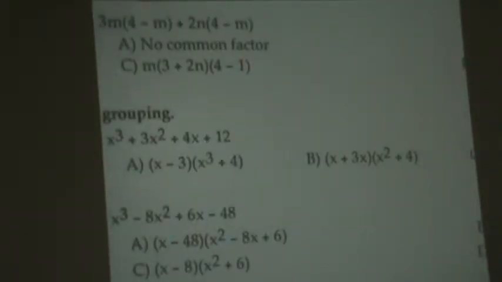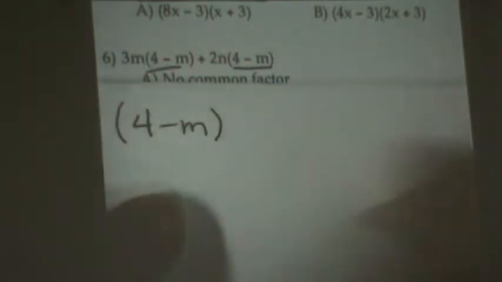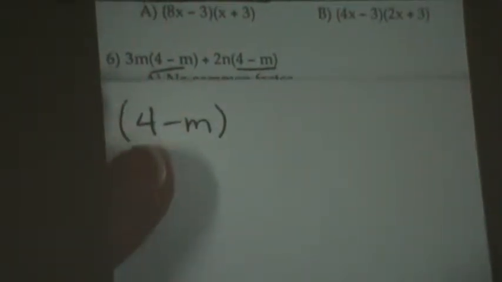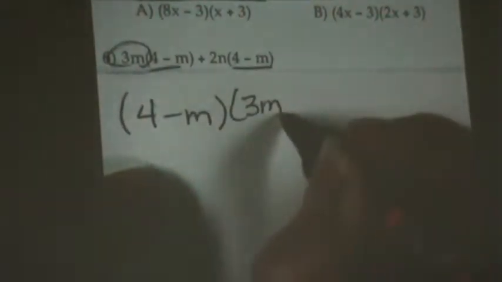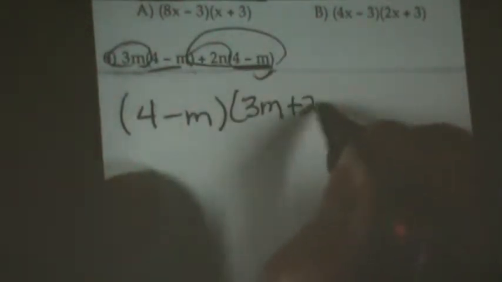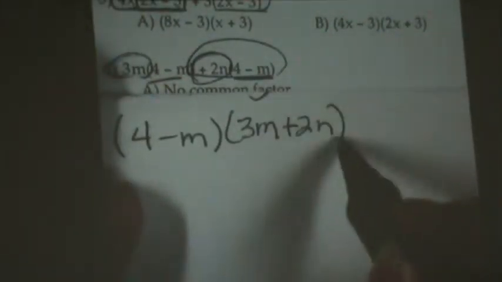Okay, number 6 is already factored out. What does that have in common? Nothing. 4 minus m? Okay. To get the first term, 3m, right? And the second term, what'd you multiply it by? Plus 2n, right? This part right here. So it's factored.